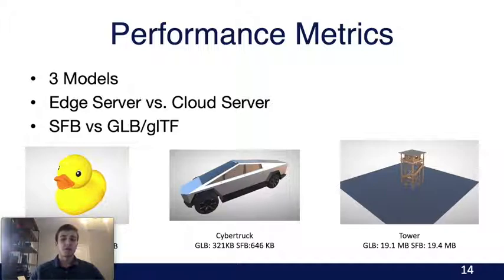So we use this API to do some performance metrics. We use the 3 models shown in these slides. As you can see, they're of various sizes. We tested it on both an edge server running at Duke and a cloud server running on Heroku, which is a large CDN. And we used both SFB and GLB file formats. We did not use GLTF for the test because, unlike GLB and SFB, GLTF does not encode textures within it.